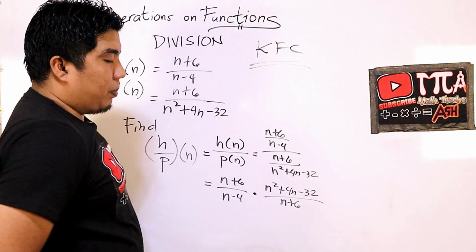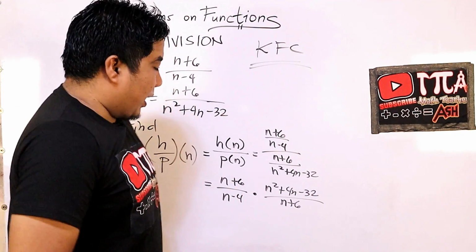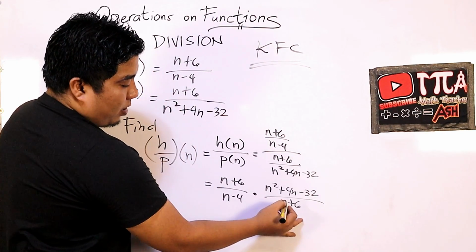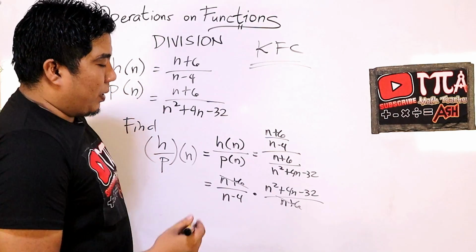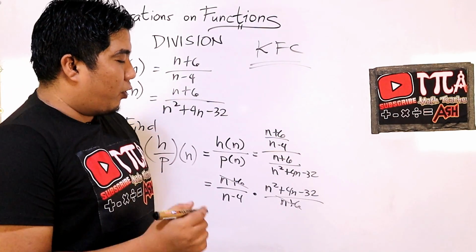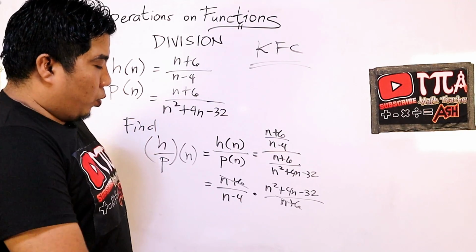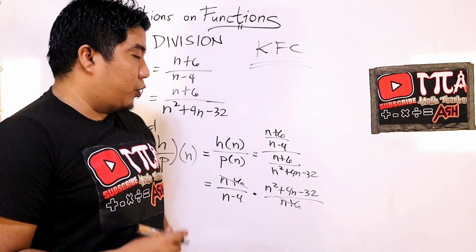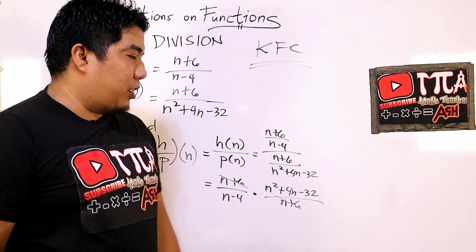into multiplication. So as you can see, we already have our binomial to be cancelled, the n plus 6. And then we have here n squared plus 4n minus 32 over n minus 4. So the question is, is this the final answer?